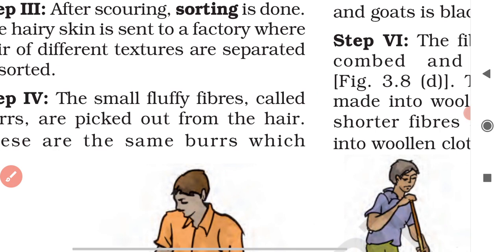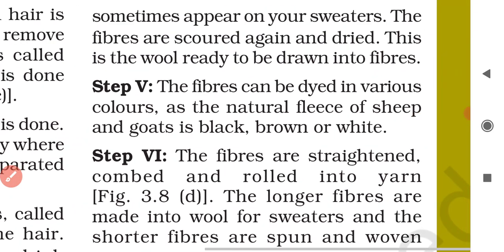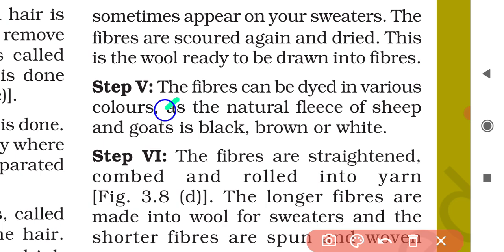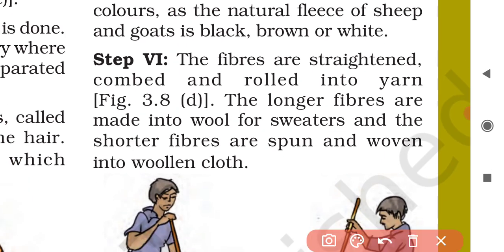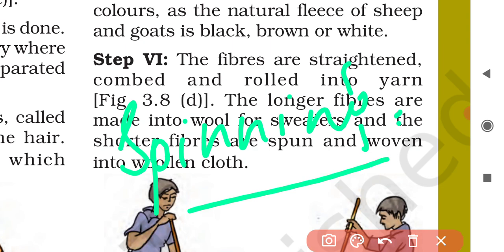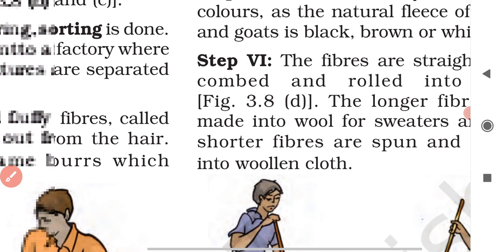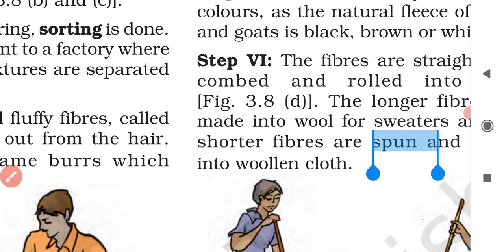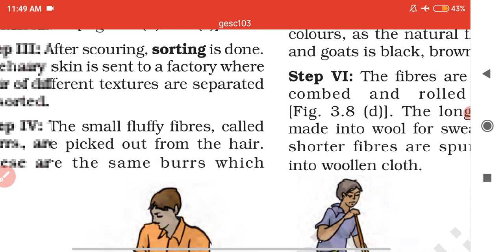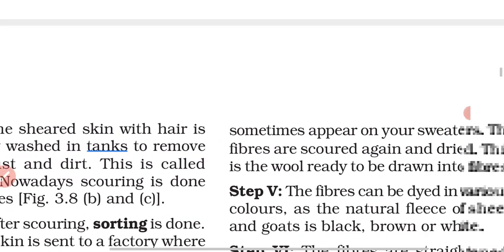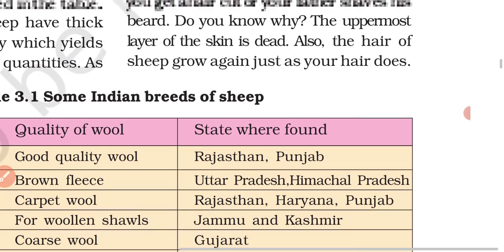Then comes your fifth step, that is dyeing. And lastly, step number 6, that is spinning. 6 steps are there by which the woolen fibers are processed to make wool. Okay, so let's begin from the first step then.